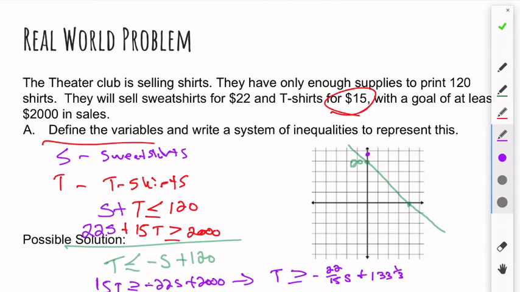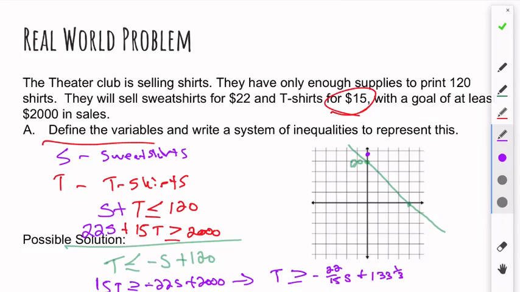And I know that you guys don't have graphing calculators. So I'm going to switch this over to Desmos. Let me just jot down these equations. So what I'm doing is I'm jotting down my equations. I'm going to say, instead of t, I have to change it to y, though. So y is less than or equal to negative s plus 120. Jotting that one down, and then I'm jotting my other one down. y is greater than or equal to negative 22 over 15s plus 133 and a third.